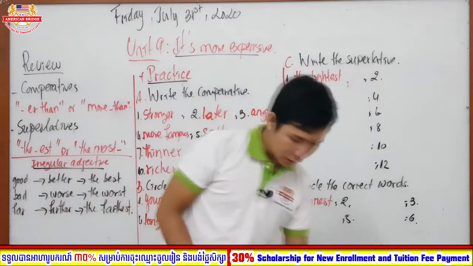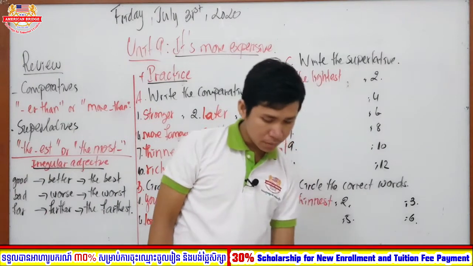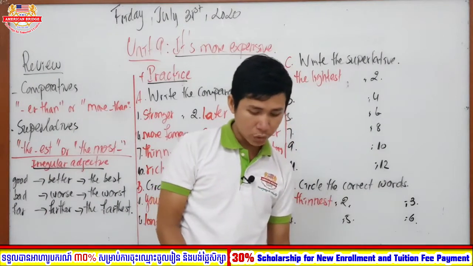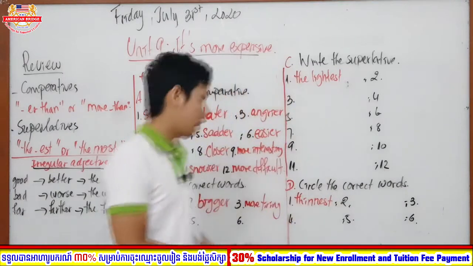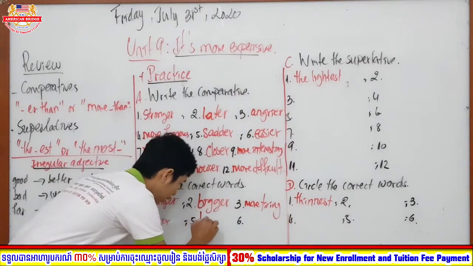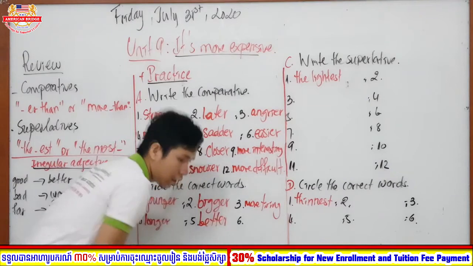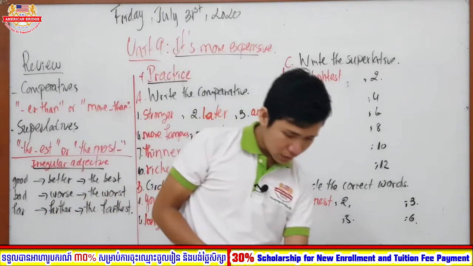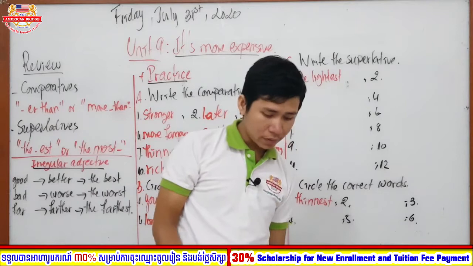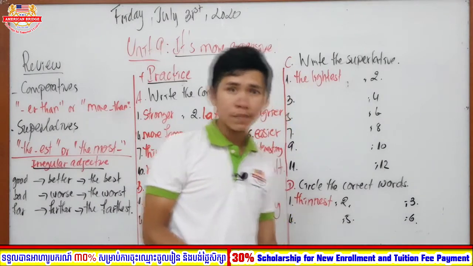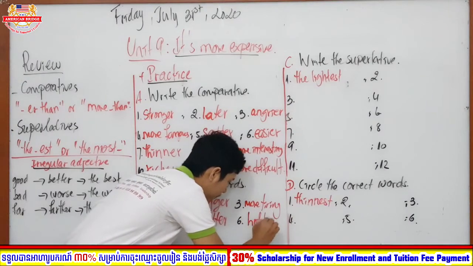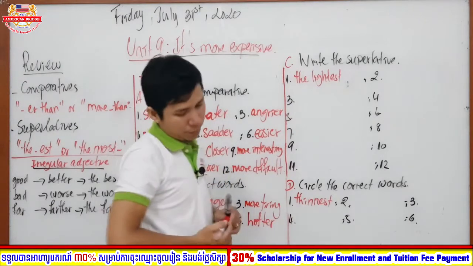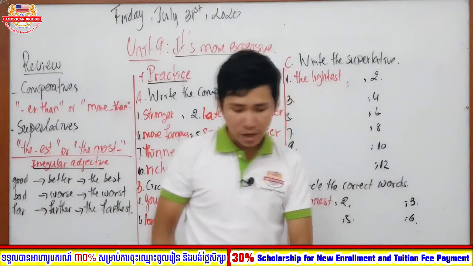And then number 5, which is better or worse for your health than candy? Very good, number 5 is better. And the last one, number 6, the sun is colder or hotter than the earth. It is hotter. Okay, so right now, after section B, let's move to our next section, section C.